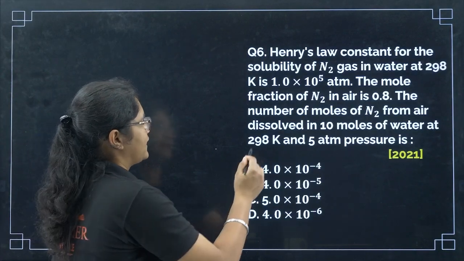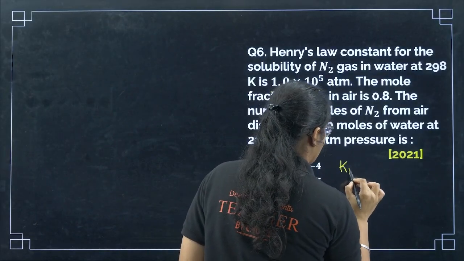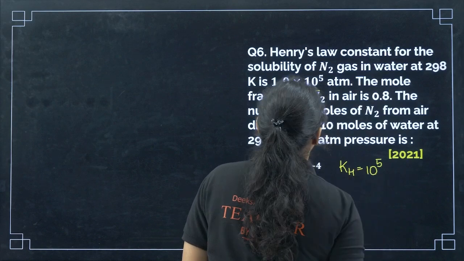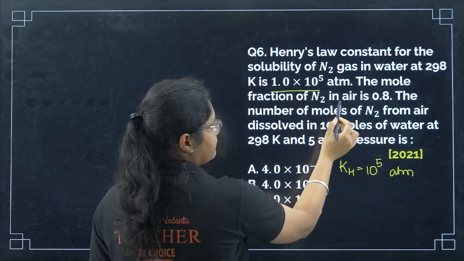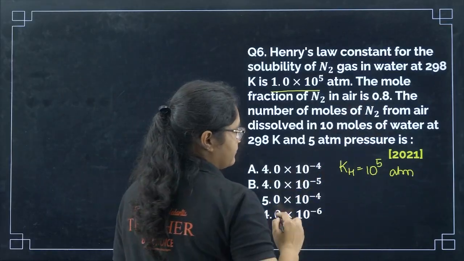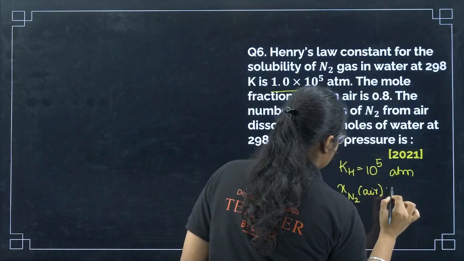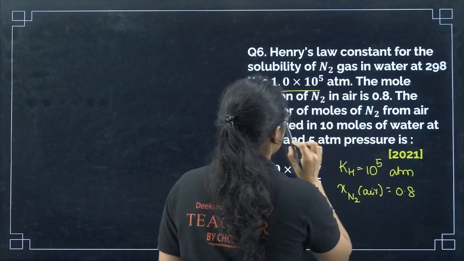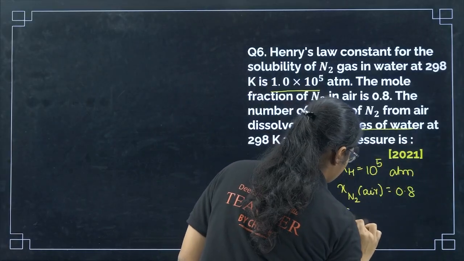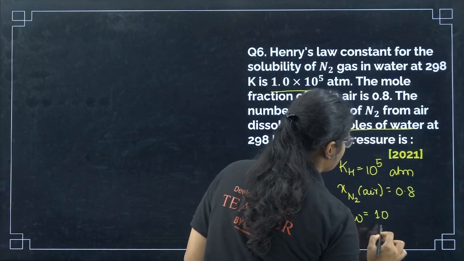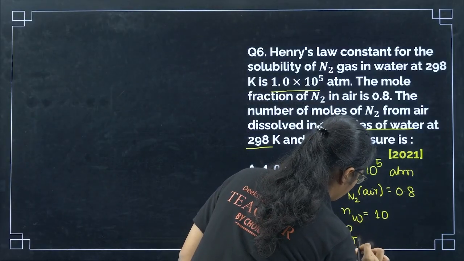Okay, next moving to question number 6. Henry's law constant for the solubility of N2 gas in water at 298 Kelvin is 1 into 10 to the power of 5. So I have been given the KH value as 10 to the power of 5 atm. Next, the mole fraction of N2 in air is 0.8. The number of moles of N2 from air dissolved in 10 moles of water. What is the number of moles of water? 10. At 298 Kelvin and 5 atm pressure. So what is the total pressure here?